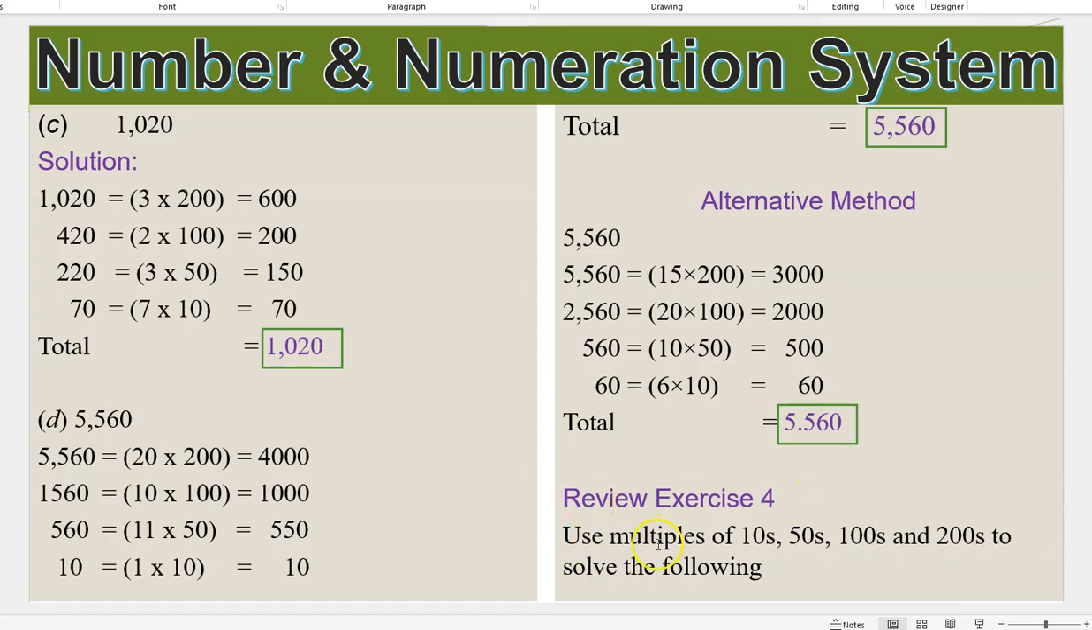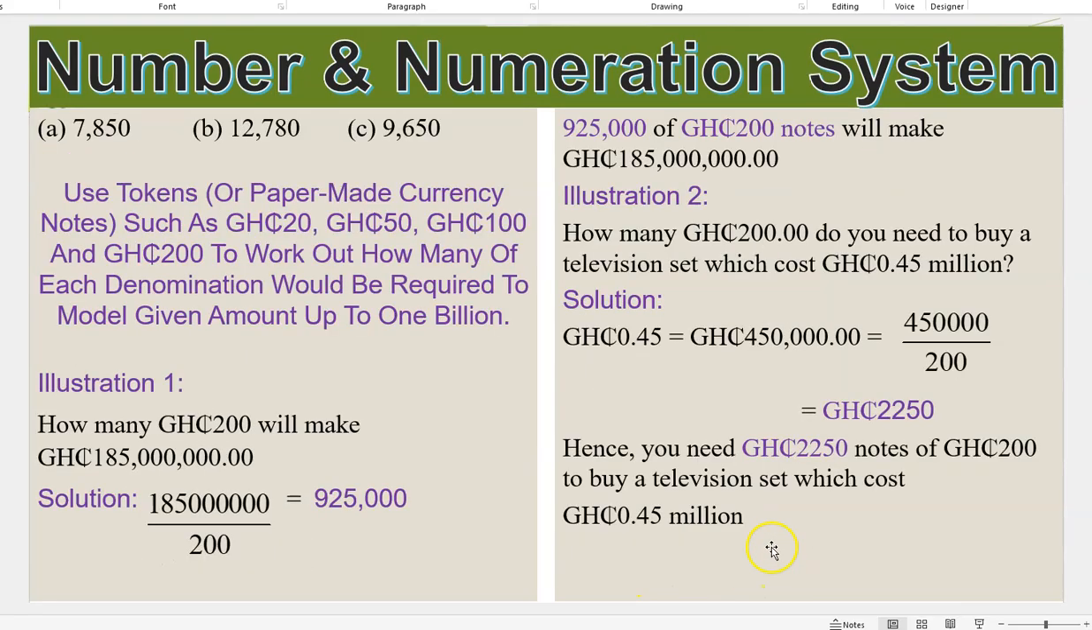Review exercise 4. Use multiples of 10s, 50s, 100s, and 200s to solve the following. And that is the question, A, B, and C.